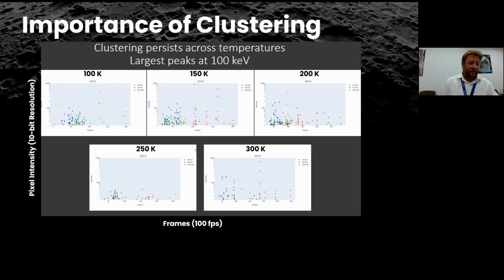Here you can get an idea of the frequency of these plumes. The camera is a 10-bit resolution camera, so up to 1024 bits here, and some of the most intense ones are in red, which is the 100 keV plumes that we saw were close to saturating the detector.